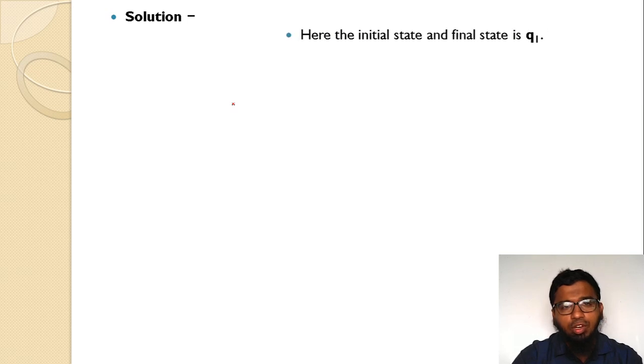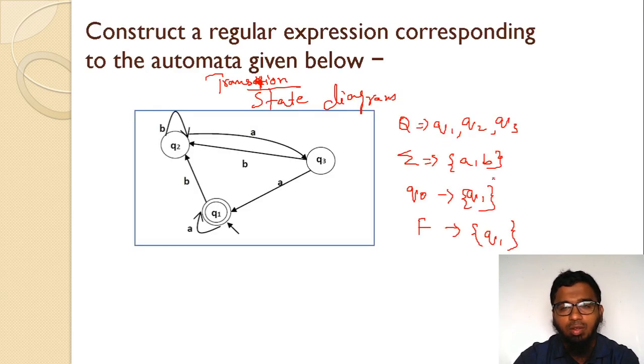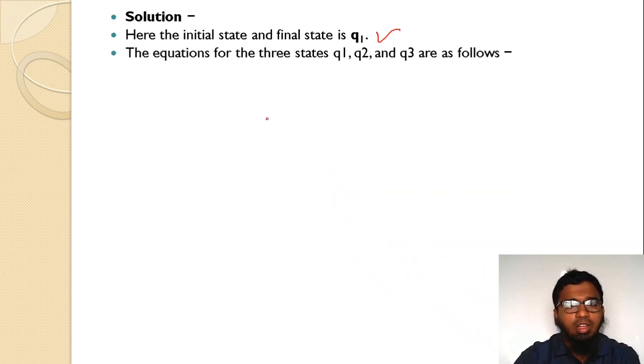First, the solution. Here the initial state and final state is Q1, as I just showed you. Next, the equations for the three states Q1, Q2 and Q3 are as follows. We need to make the equation for Q1, Q2 as well as Q3.